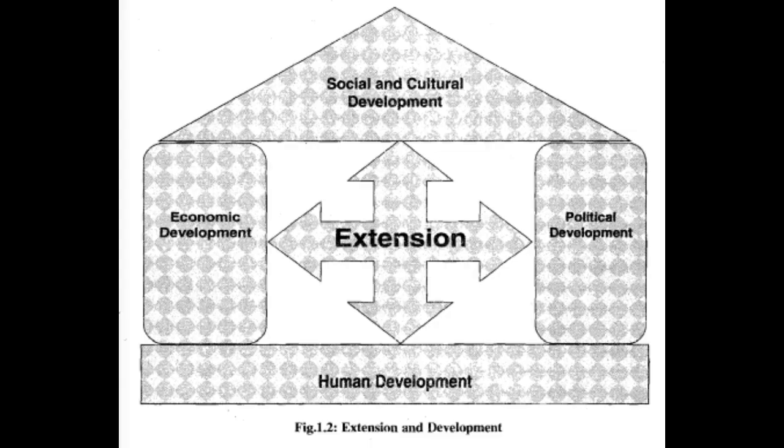Economic development. This is a process by which people, through their own efforts and/or with the help of extension agents, boost production for direct consumption and have a surplus to sell for cash. Figure 1.2. Extension and development. Look at the screen. Political development.